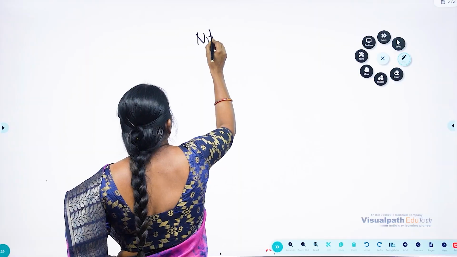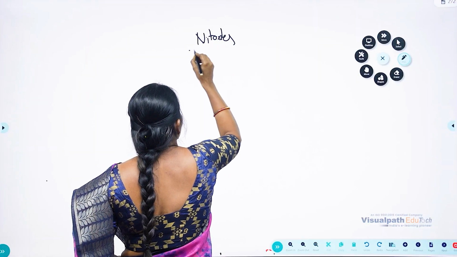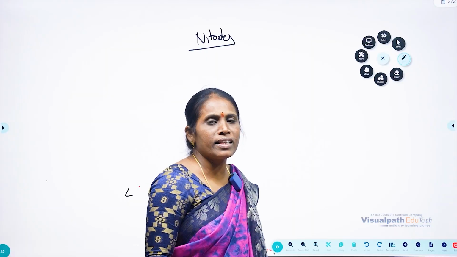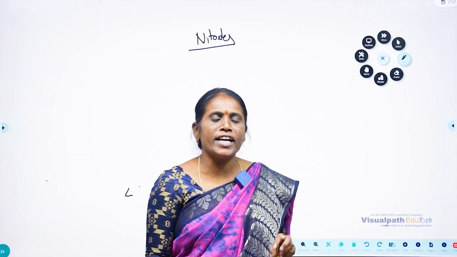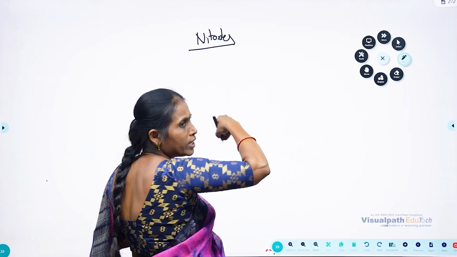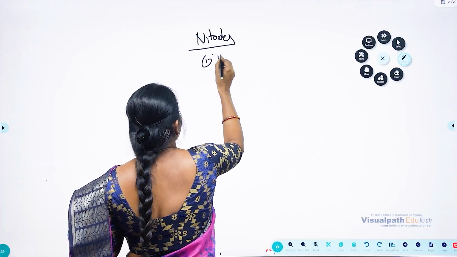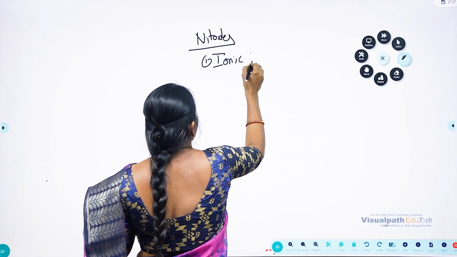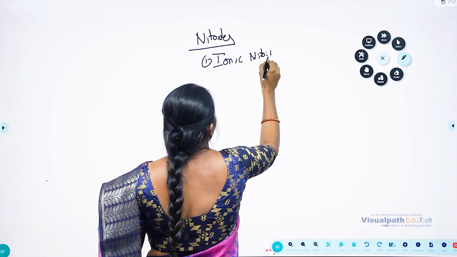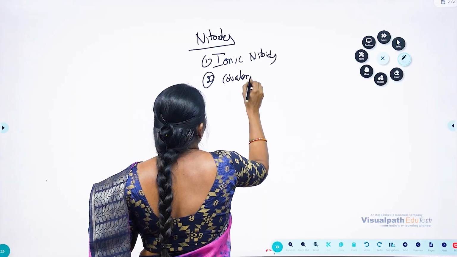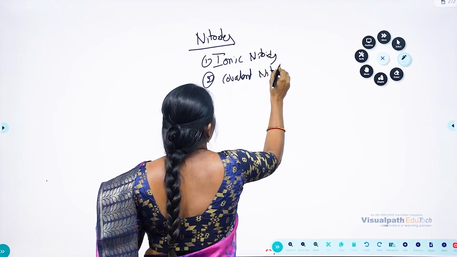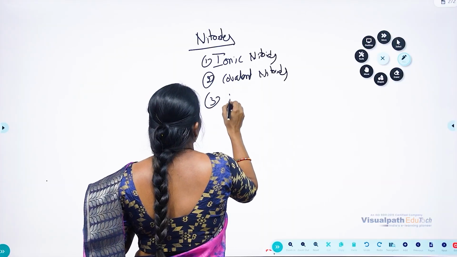Carbides are completed. Next we go to the nitrides. Nitrides come under the nitrogen family, that is the group 15 elements. These nitrides are also classified into three types, similar to the carbides. One is the ionic nitrides, the second one is the covalent nitrides, and the last one is the interstitial nitrides.